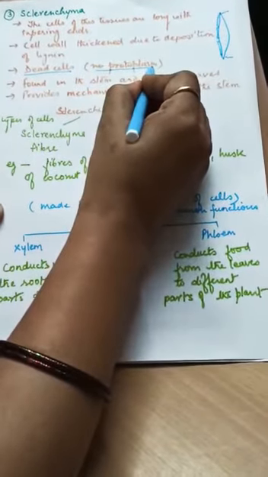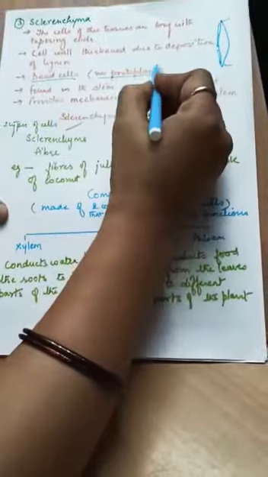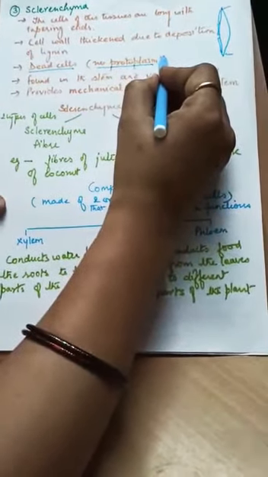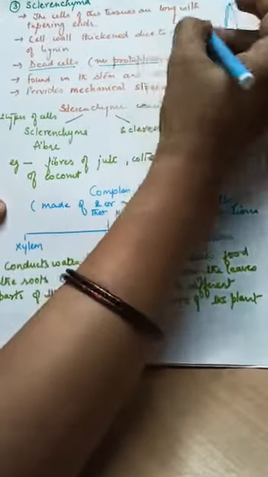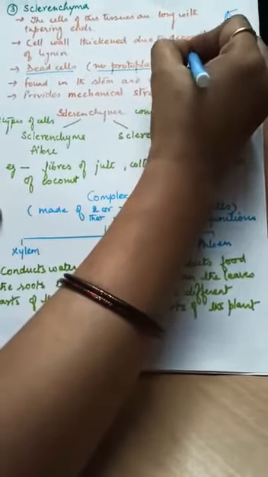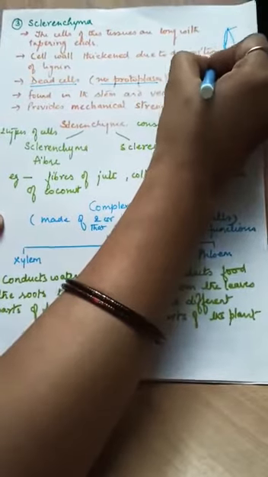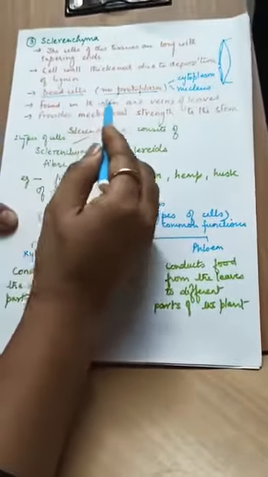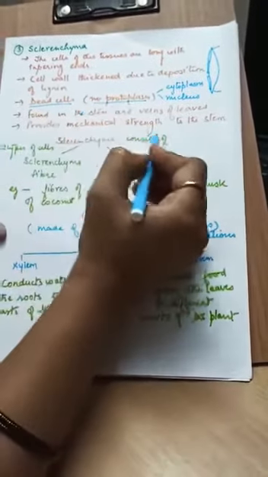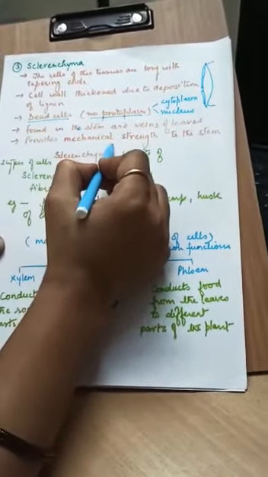Again going back to cell, what is protoplasm? Protoplasm is the living content present within the cell membrane. That is, protoplasm is having the cytoplasm. You can say the cytoplasm along with the nucleus forms the protoplasm. Where is sclerenchyma present? It is found in the stem and veins of leaves, and it also provides mechanical strength.